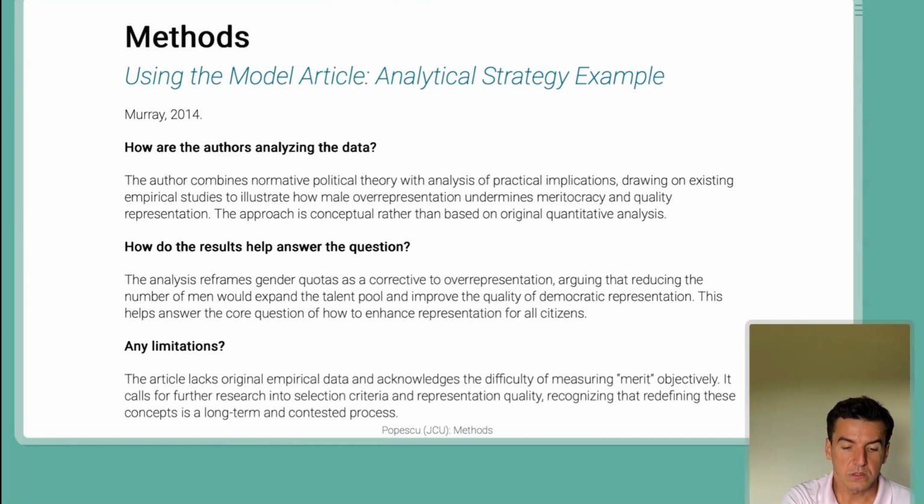In terms of limitations, one limitation that I identified when I was reading the article is the fact that there's no original empirical data. And even if the article acknowledges it, that doesn't mean that measuring meritocracy is actually intrinsically objective, right? This means that the article itself recommends further research into selection criteria and representation quality, admitting that redefining these concepts is a long-term and contentious process.